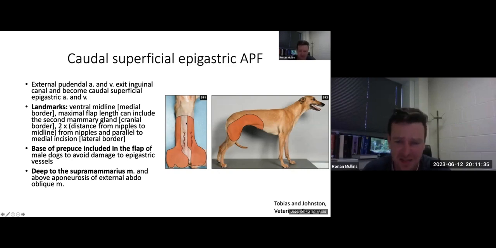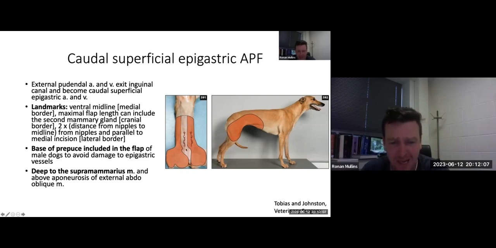In terms of landmarks, for drawing this, again, from that Kerpenstein book, the sort of medial margin is ventral midline. The lateral margin here is you measure from ventral midline to the nipples and go equidistant again. In terms of the cranial margin, usually we go as far as including the 3rd teat, number 3 or mammary gland number 3. You can go to include number 2, but obviously the longer you have the flap, the greater the risk of distal flap necrosis.